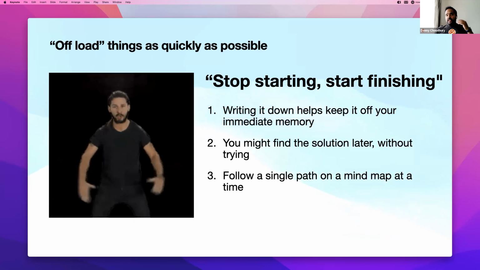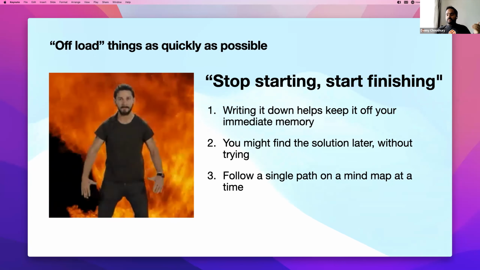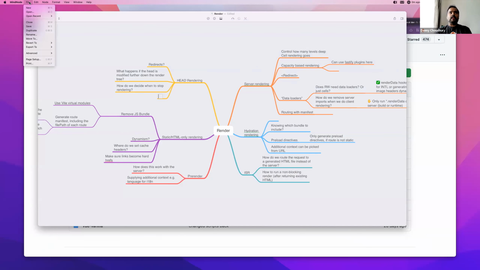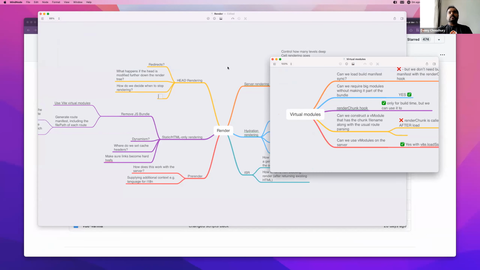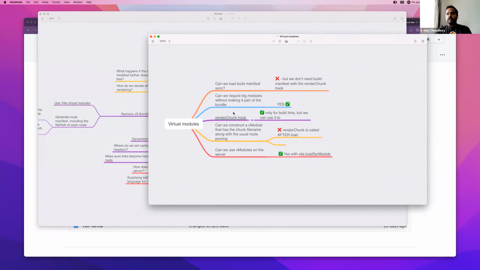So this is the other thing I talked about: offload things as quickly as possible. So I'll give you another example of a mind map that I was using. This is where I started to explore what virtual modules are in Vite. This was in relation to, how do I know what bundle to inject into the page? Or when I hover a link, how do I know what page to preload? So that was the context of this. And I broke it off.